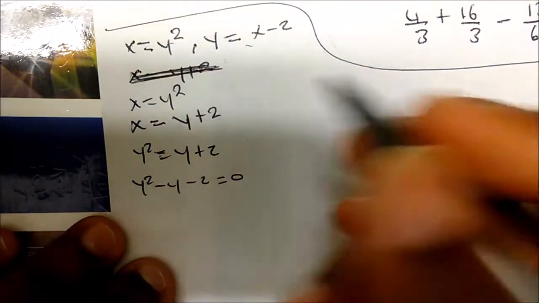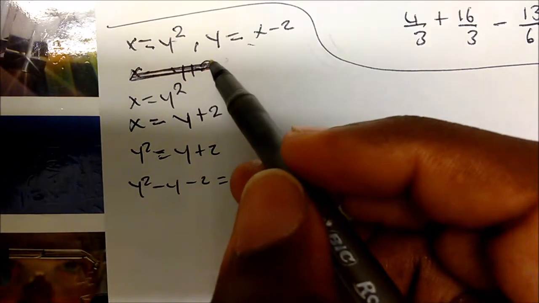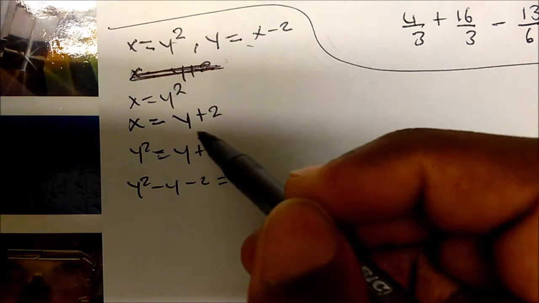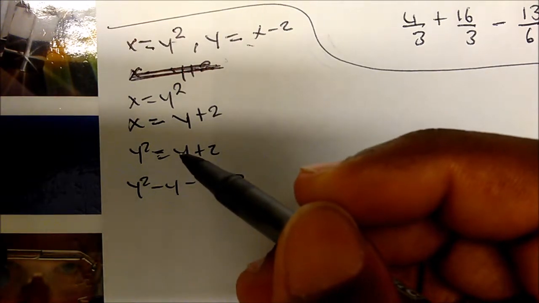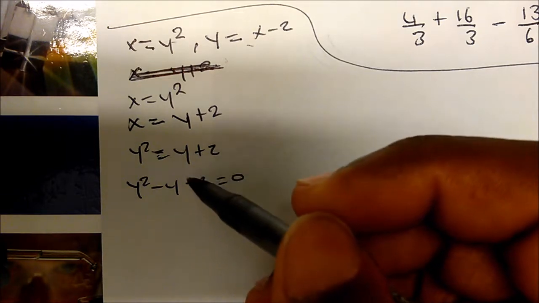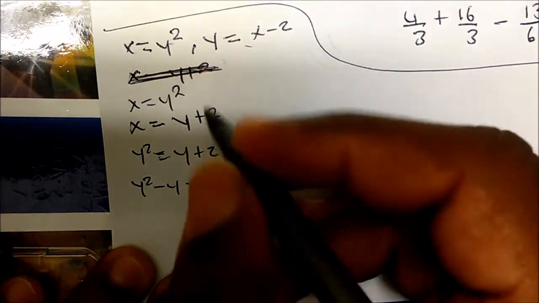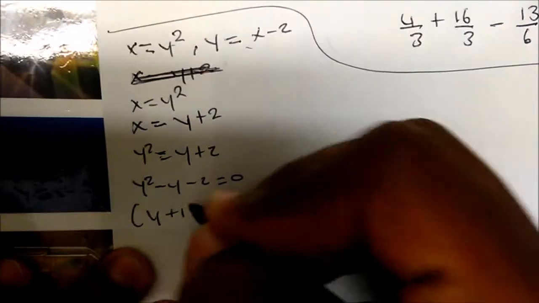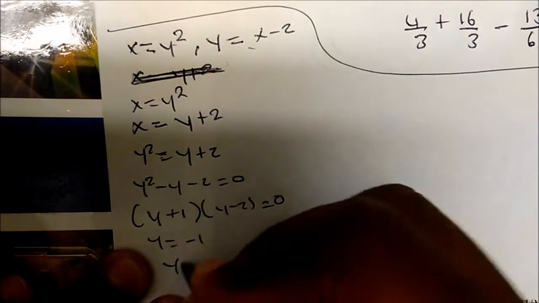If I factor that, well, let's see. So this is y squared. Then if I factor this, this is y plus 1 and y minus 2 is equal to 0. Where y is equal to negative 1 and y is equal to positive 2.